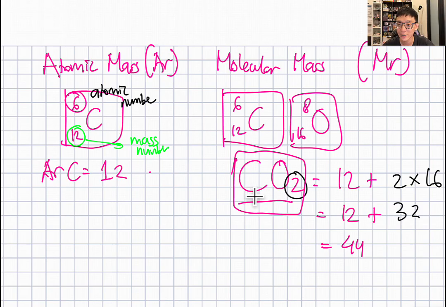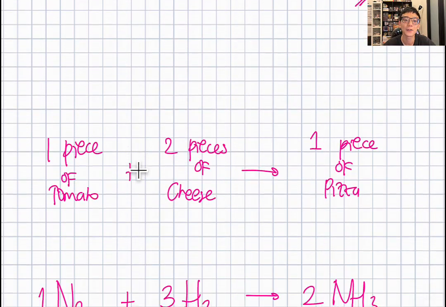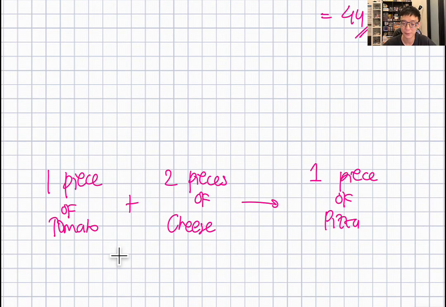We know that CO2 has one carbon atom and two oxygen atoms. So the total molecular mass of CO2 is 12, this number, plus 2 times 16. Why 2? Because there are two oxygen atoms here. So 12 plus 32 means 44 units is the molecular mass of carbon dioxide, as opposed to the atomic mass of carbon, which is just 12. If you understand the difference between atomic mass and molecular mass, it is the gateway to the mole concept.